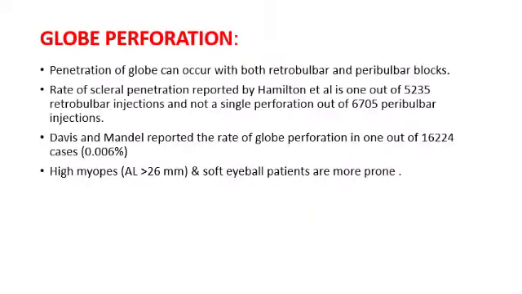One more important complication which can occur is globe perforation. Penetration can occur with both the blocks, that is retrobulbar and peribulbar. The rate of scleral penetration reported by Hamilton et al.